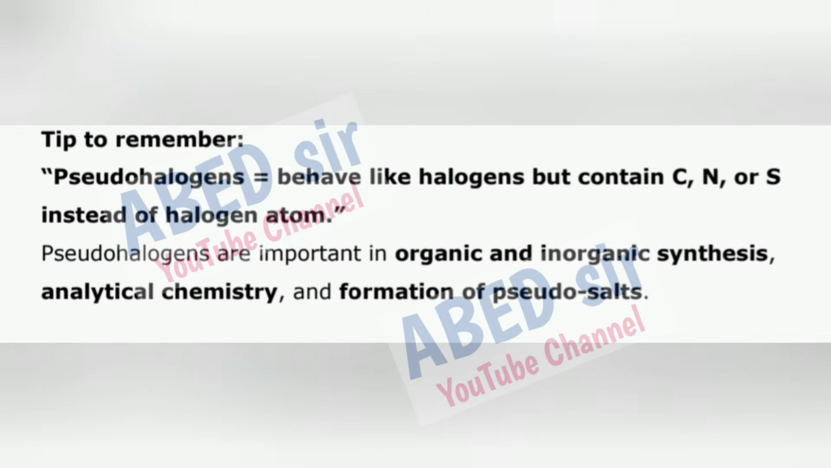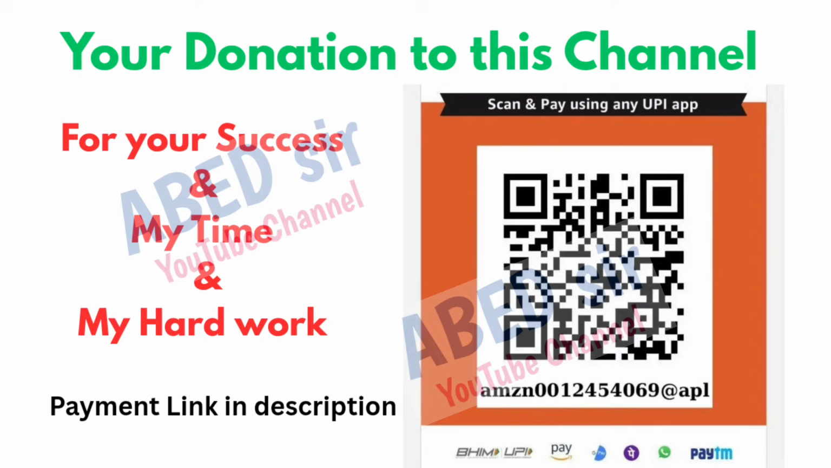Tip to remember: pseudohalogens behave like halogens but contain C, N or S instead of a halogen atom. Pseudohalogens are important in organic and inorganic synthesis, analytical chemistry, and formation of pseudosalts. Next, Unit 1, Inorganic Chemistry.